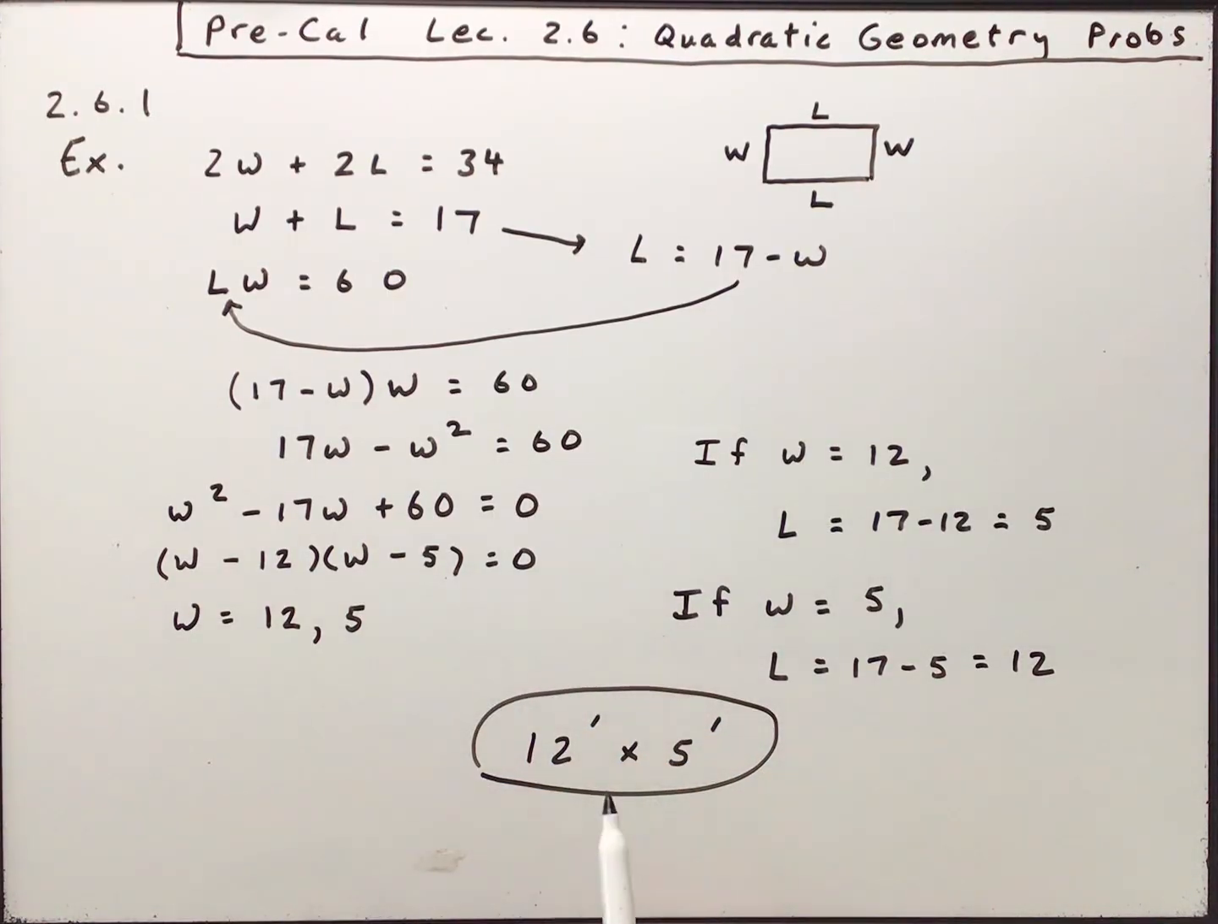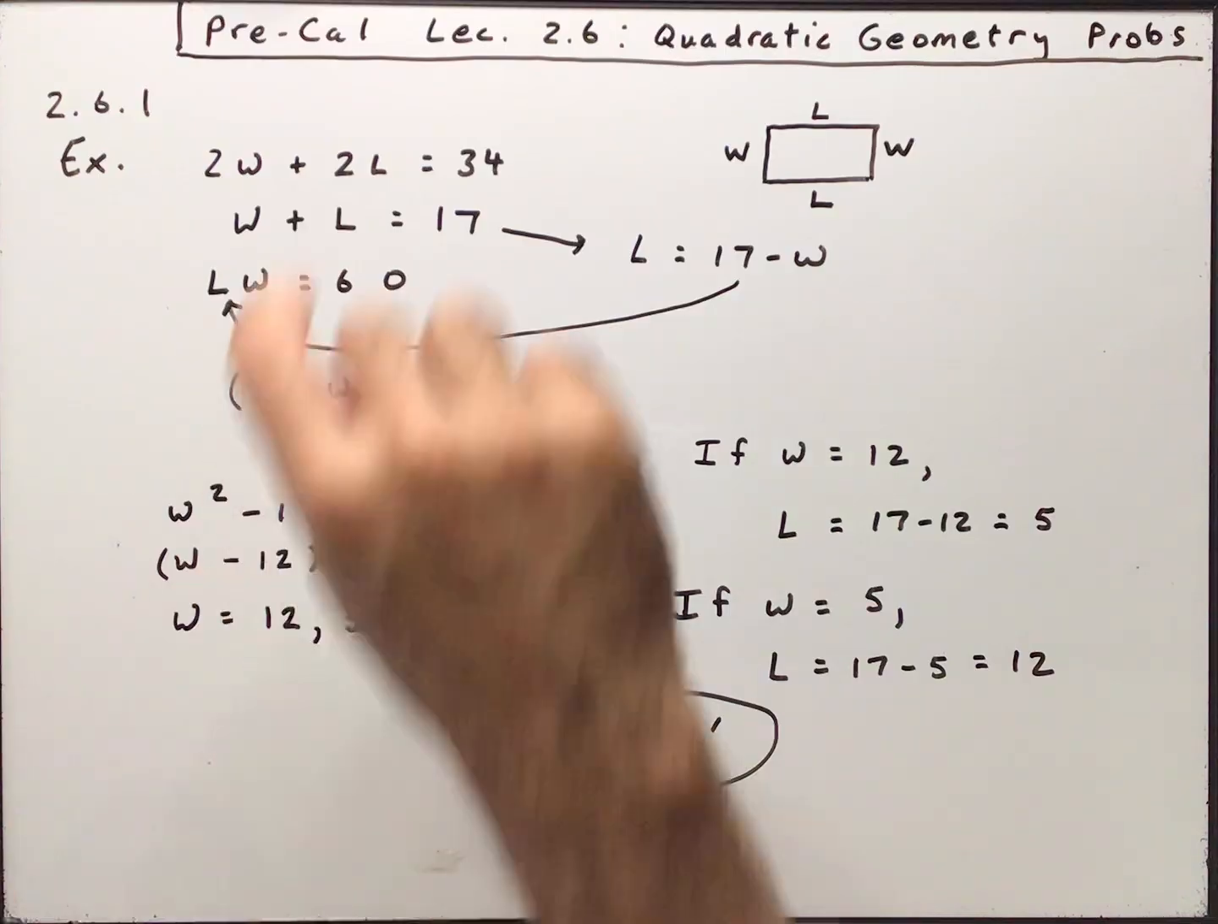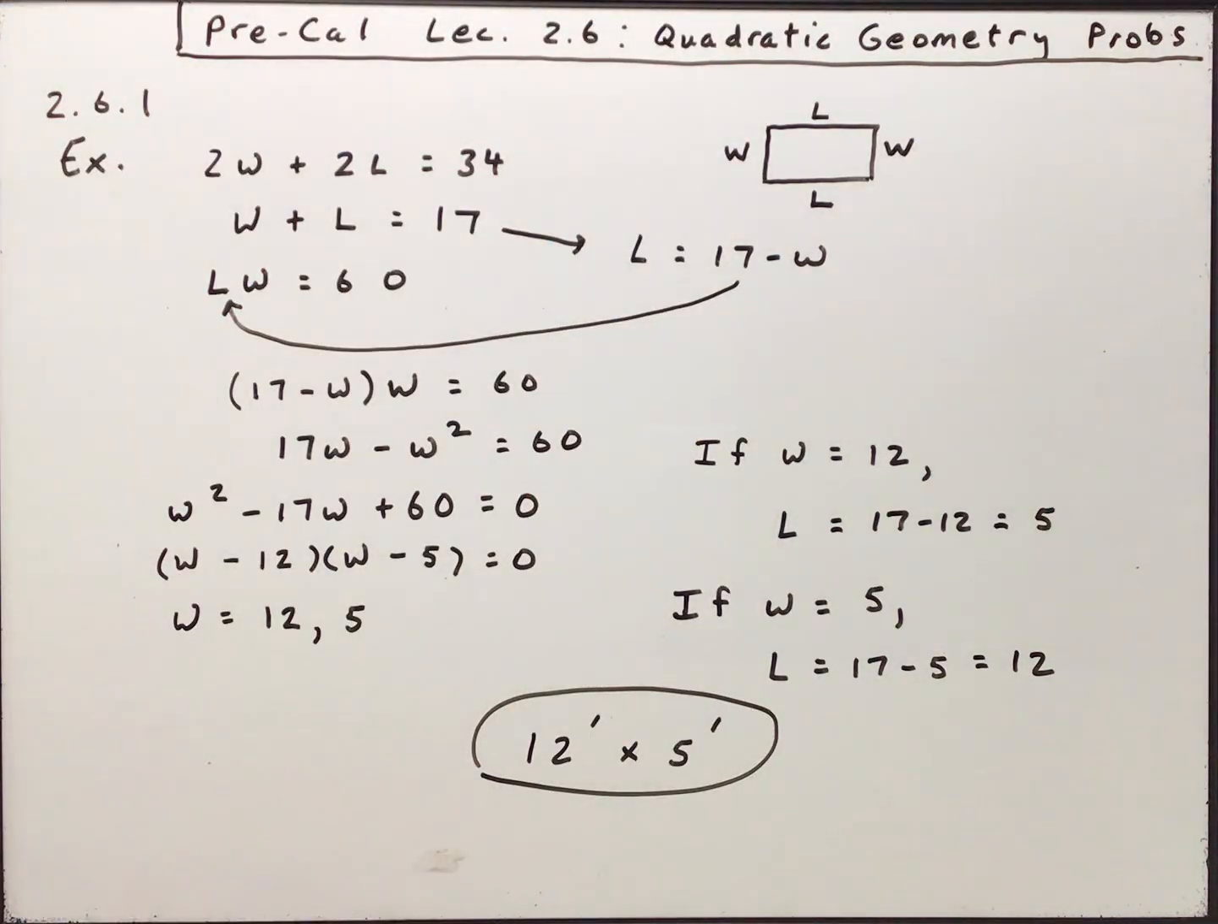So it doesn't matter. One of them is the length, one of them is the width. Which is which? Who really cares, right? But it's a 12 by 5 room. Kind of small. All right, the 12 part isn't too bad. I mean, if it's just one person, but the 5 part, boy, that's really skinny.